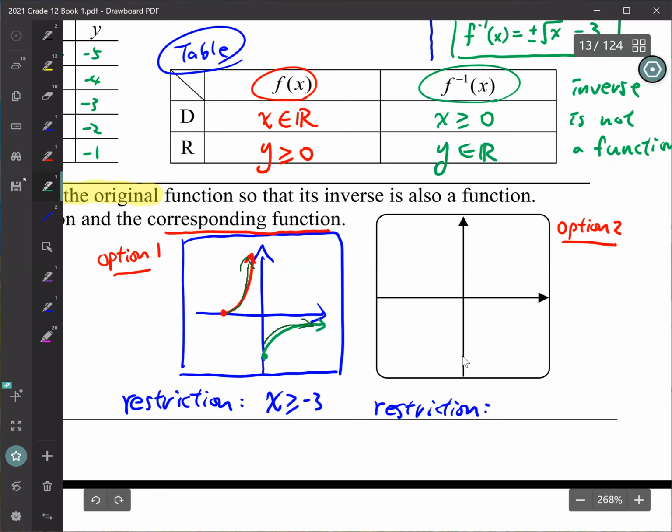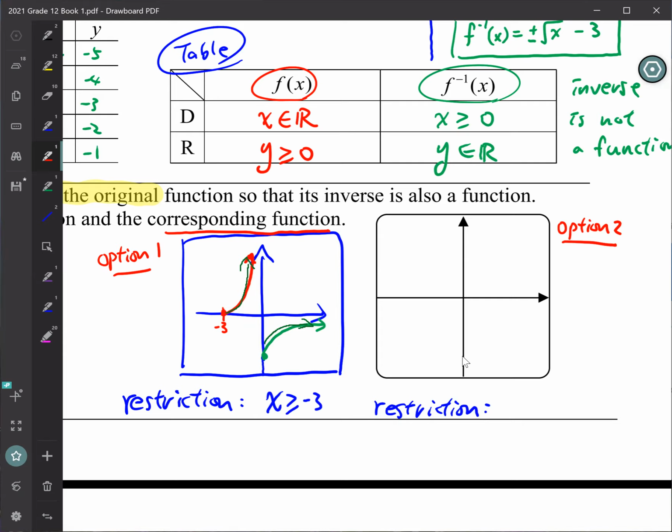Okay, so make sure they are symmetrical, right? So this is at -3. Remember, your restriction is for the original, right? Not for the inverse. Okay, last second option. So this one, the first option is keeping the upper part, right? So that means the second one should be keeping the lower part.